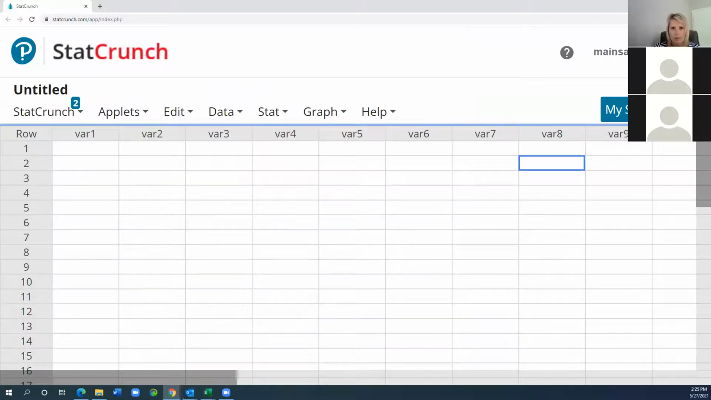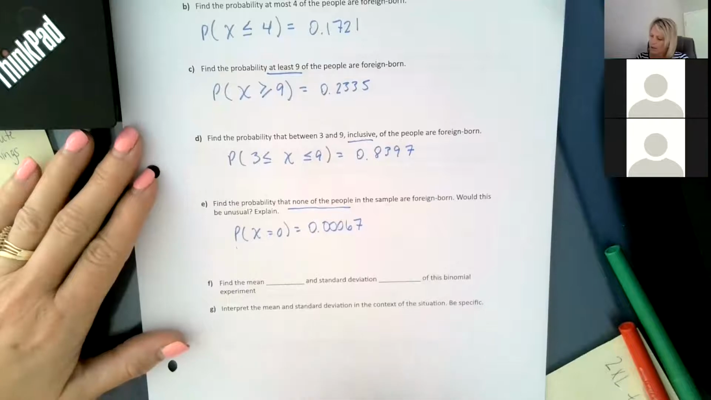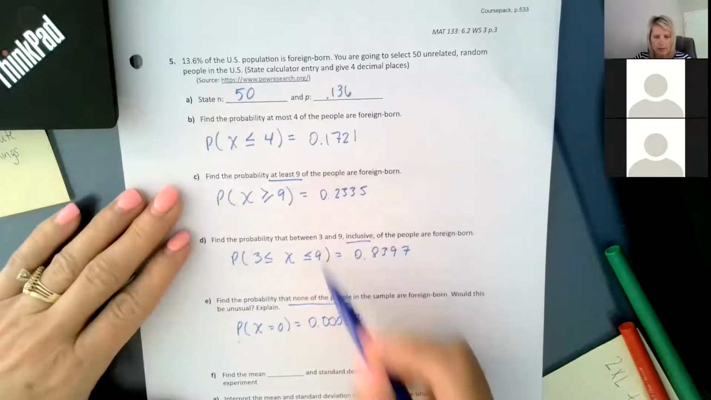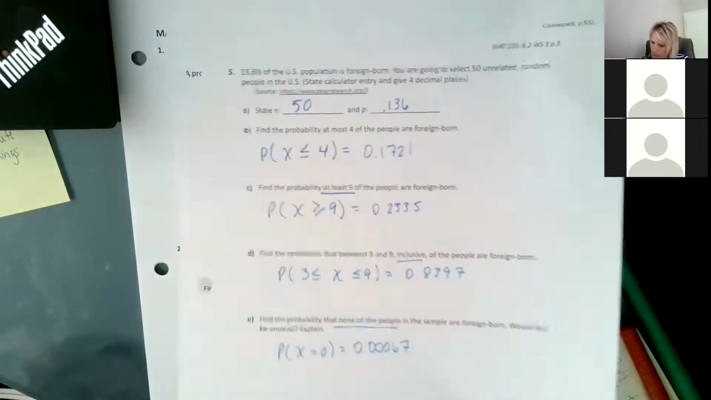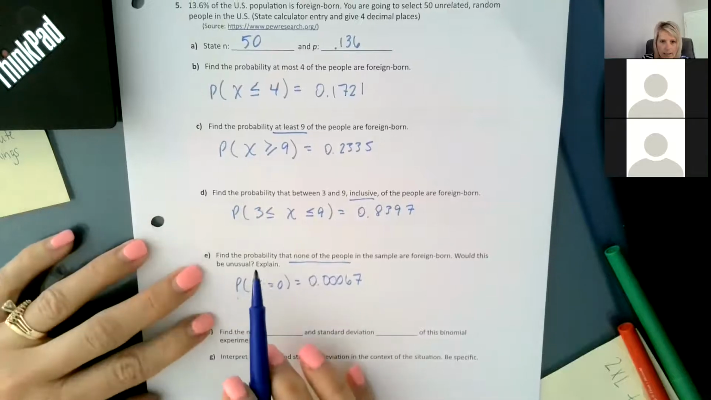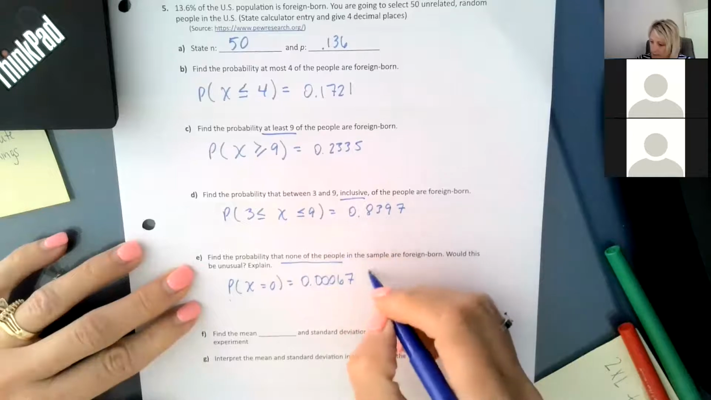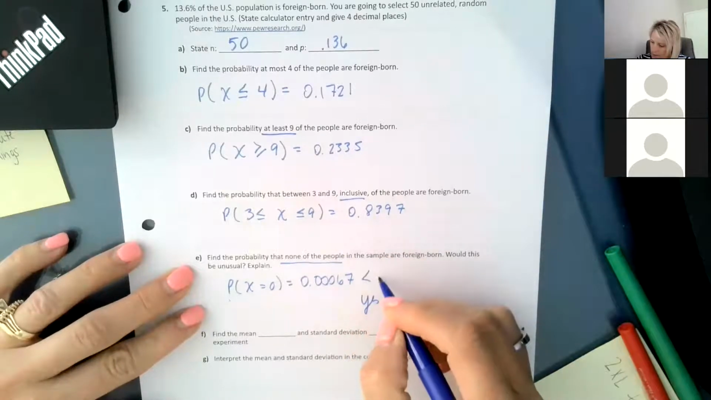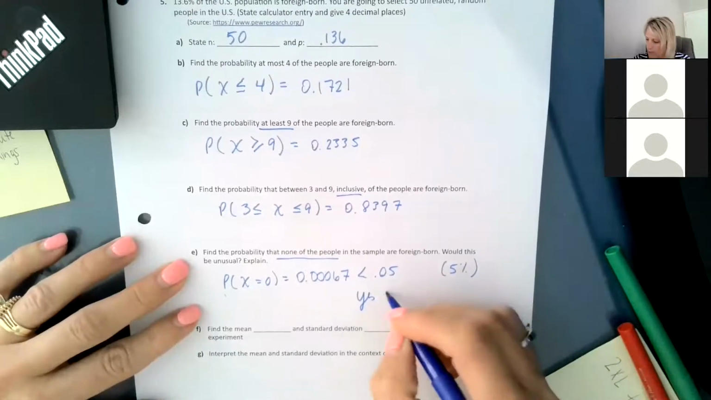Okay, so let's go back to my paper here. So this is what these look like. If you want to take a minute and write those down, make sure that you have what I have on my paper as well. And E is the only one that had an extra question. It says, would this be unusual? And that's a yes, because it's less than 5% or 0.05. So yes, it would be unusual.